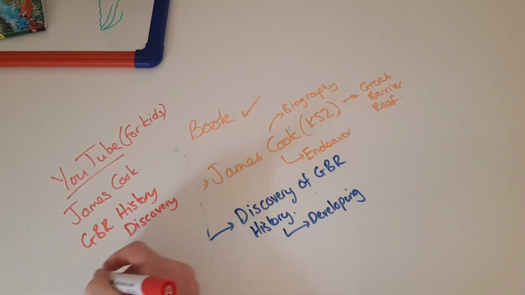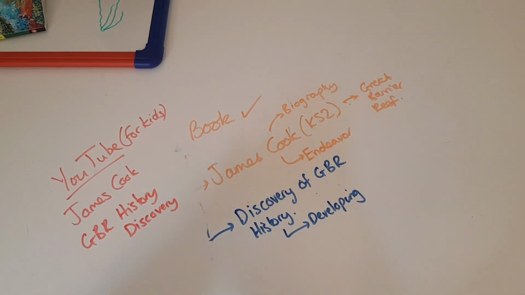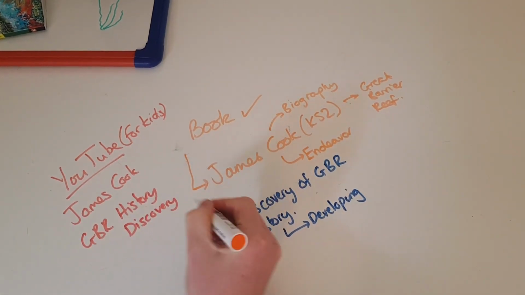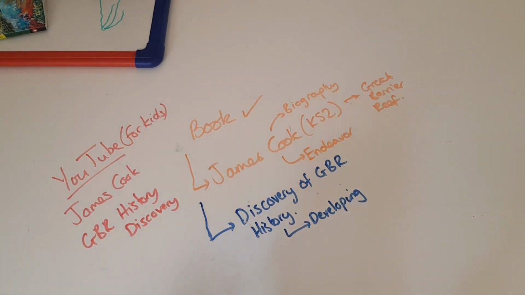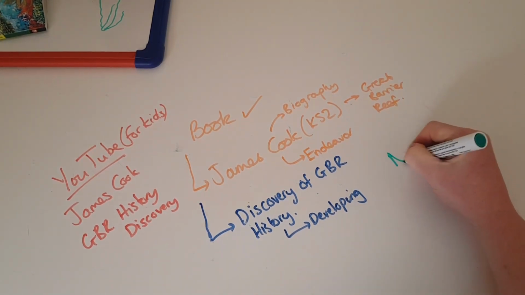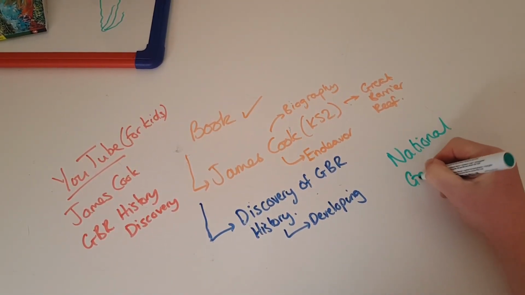Okay, a great resource that you might want to use for both these things. Look at me, I'm rubbing things out as I go along. A great resource that you might want to use for both when you're doing any sort of searching is something called National Geographic. National Geographic.